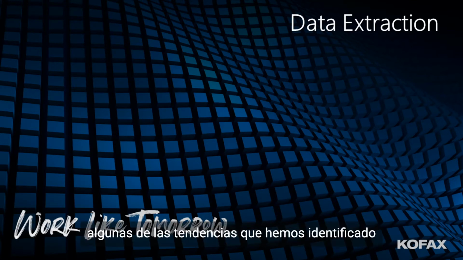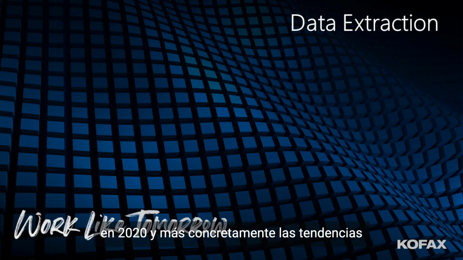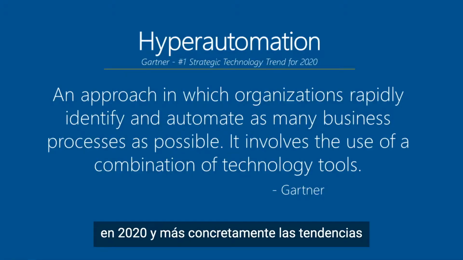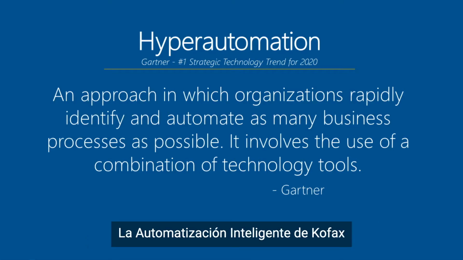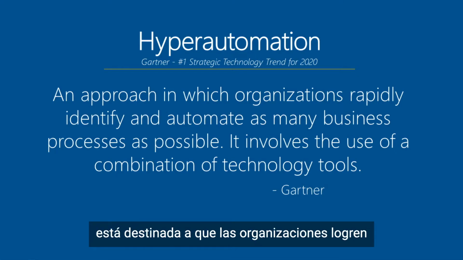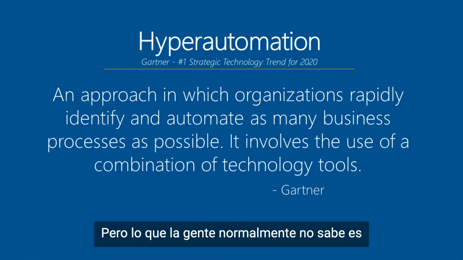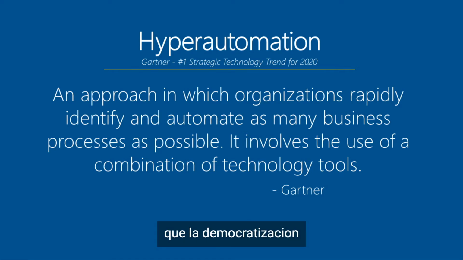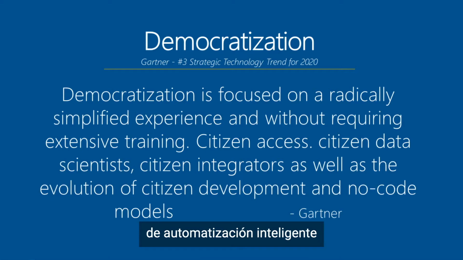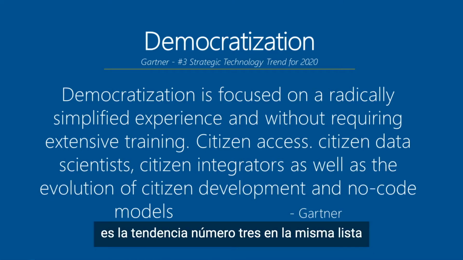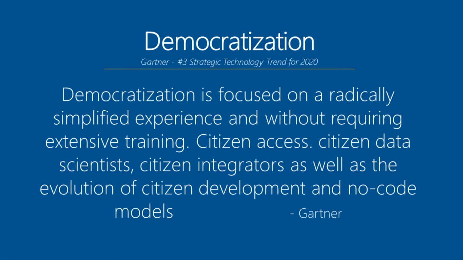And more specifically, before we really dive into how to do this, I want to talk to you about some of the trends that we've identified in 2020, and more specifically, the trends that Gartner has identified. As you know, Kofax, the intelligent automation platform that we go to market with, is meant for organizations to achieve hyperautomation, which is of course the number one trend for 2020. But what people typically don't know is that the democratization of intelligent automation, and more specifically AI, is the number 3 trend on that same list.